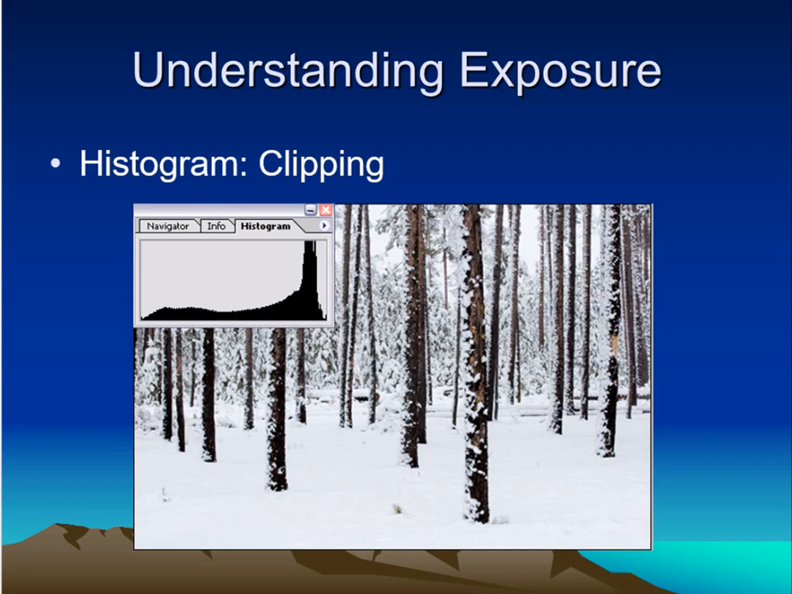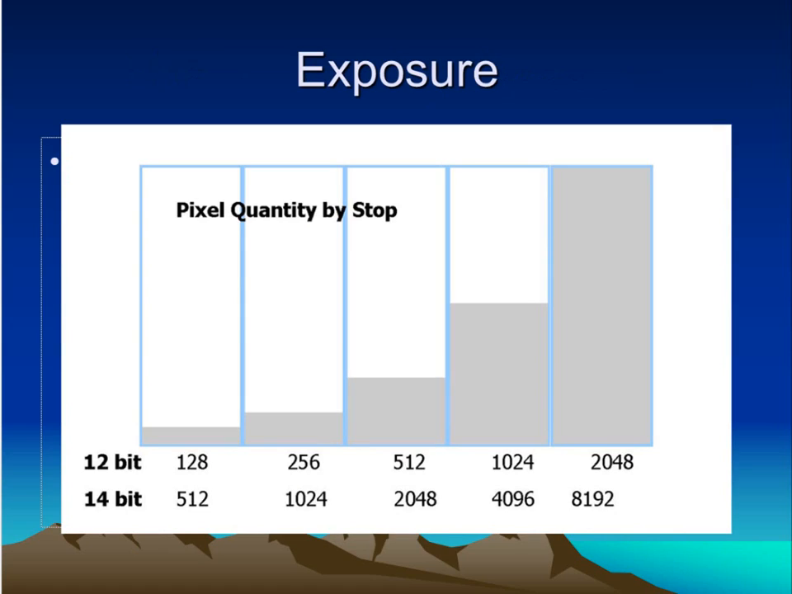So that's pretty much how to interpret the histogram on your camera to make sure that you get all the necessary detail. Now there's one more thing I'm going to talk about here, and it's what's called pixel quantity by stop. And this is the histogram here. On the right side, a 14-bit raw file can capture 8,191 levels of brightness. Then the second column on the right is 4,096, then 2,048. But if you look on the left side, 512 in a 14-bit file. So obviously the right side captures substantially more information when you photograph than the left side.